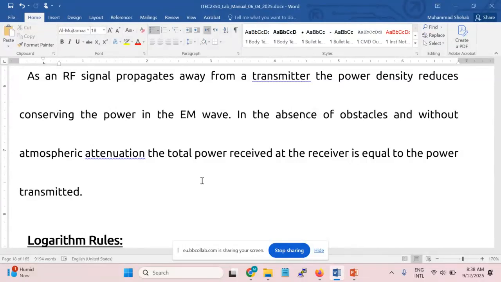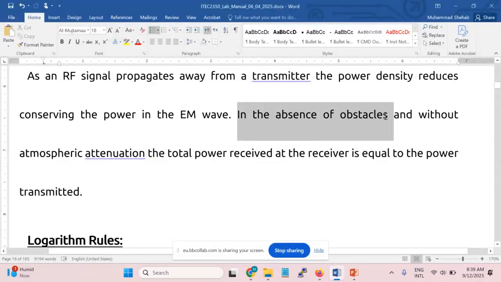So the signal power will be reduced as it becomes far from the transmitter. It reduces, conserving the power in the electromagnetic wave. In the absence of obstacles, there are no obstacles between transmitter and receiver, and with no atmospheric attenuation, the total power received at the receiver is equal to the power transmitted.